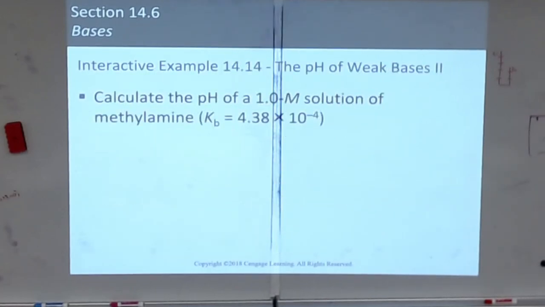All right. Let's calculate the pH of a 1 molar solution of methylamine. It has a Kb of 4.38 times 10 to the minus 4th.